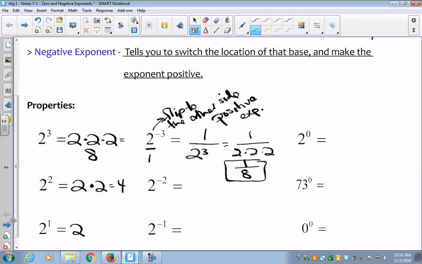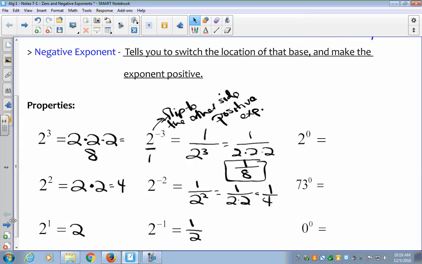So let's go ahead and try to do that with 2 to the negative 2. That's the same as 1 over 2 to the positive 2. That's 1 over 2 times 2, or 1 over 4. And 2 to the negative 1 is equal to 1 over 2 to the first power, and that's equal to 1 half. So what we need to notice is the relationship between our two items.